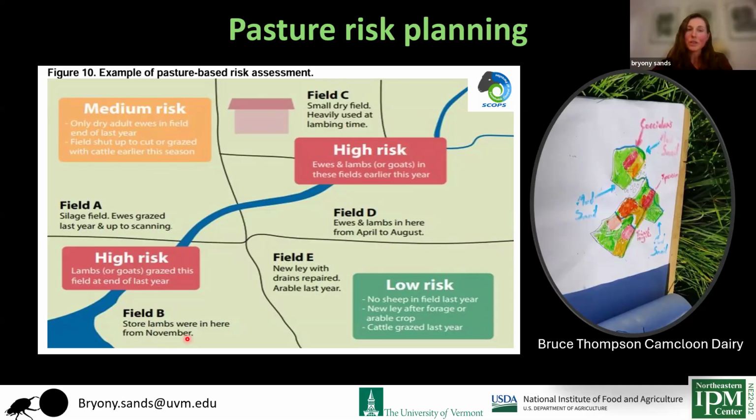So what we don't want to do is put our vulnerable animals and our young animals on the same pastures each year. By knowing the risk of each pasture, we can make good decisions about which groups of animals to put there. And this is a nice example of a farmer who's just done that up for himself.